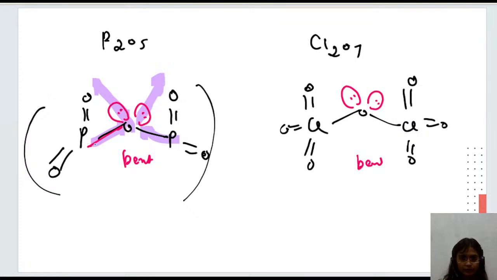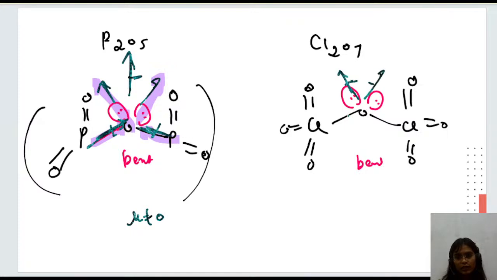So wait, all the dipole moments are pointing in the same direction. Look at this. So in this case the dipole moment can't be zero, and in this case again, because oxygen is much more electronegative than chlorine, all three are pointing in the same direction. So again the dipole moment is not going to be zero. But between this first and then, it's not possible.